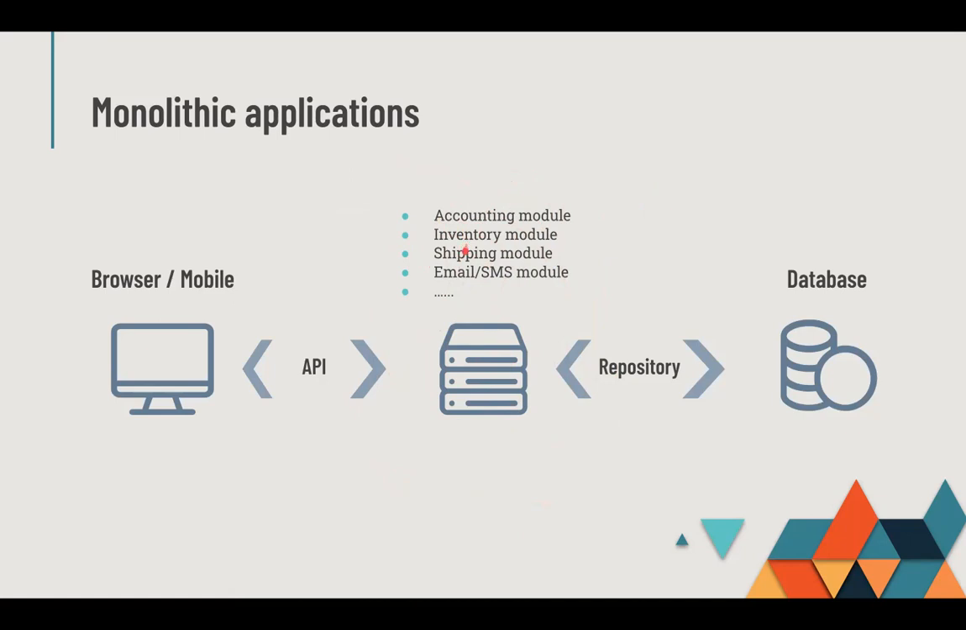If we have another clone, it will be the same thing. It will have accounting, inventory, shipping, and email. So if we take 10 copies of this, all 10 copies will have the accounting module, inventory module, and email module. That's a must. Otherwise, they won't work, because these are coupled. Since everything is tightly coupled, all these modules should reside in one single application. That is for monolithic.